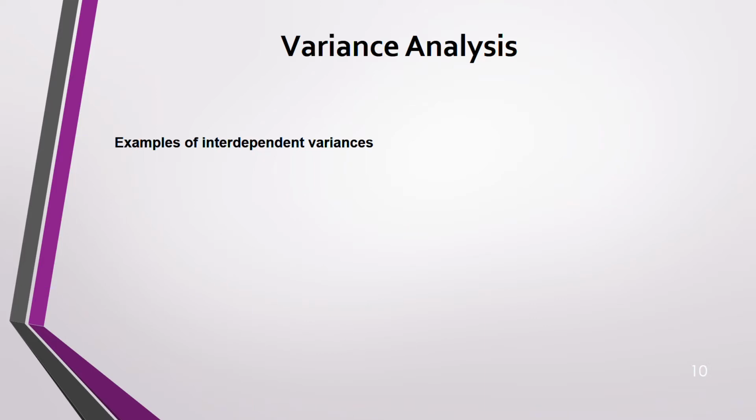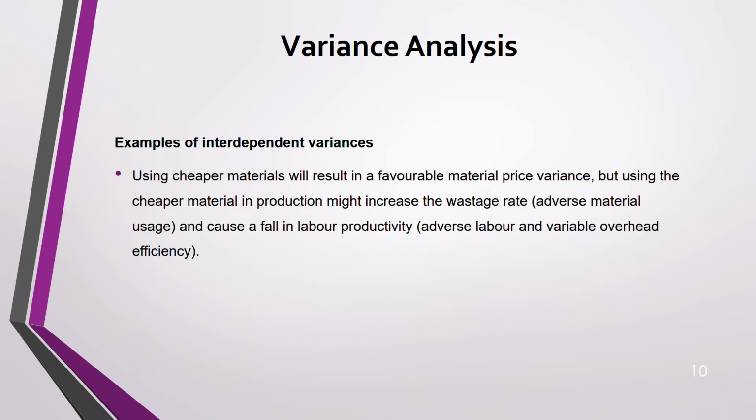Now we are going through examples of interdependent variances. For example, labor and overhead efficiency. If you are using cheaper materials, what type of variance are you going to get? You are going to have a favorable material price variance. Cheaper material means the price will be less. Actual price is less than the budget. So you are going to have a favorable material price variance.